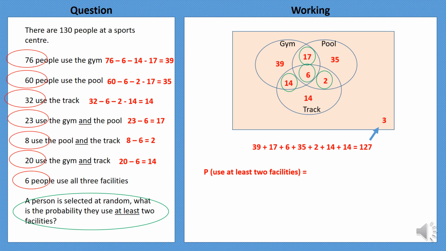But these people in the middle, they're also using at least 2 facilities. They're using 3, so they're using more than 2, but that is still at least 2. So we can add all of those numbers together. That gives us the total number of people who use at least 2 facilities out of a total of 130 at the sports centre. If we add those together, we get 39 out of 130, and we should always look to simplify when we're doing probabilities. There's a common factor of 13 there. There are 3 13s on the top, and there are 10 13s on the bottom.